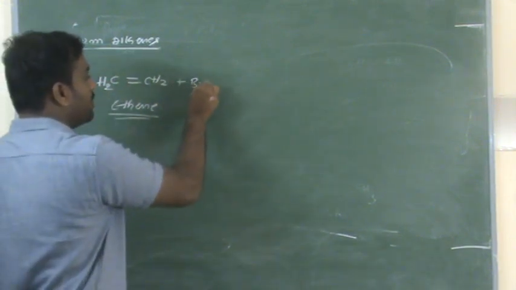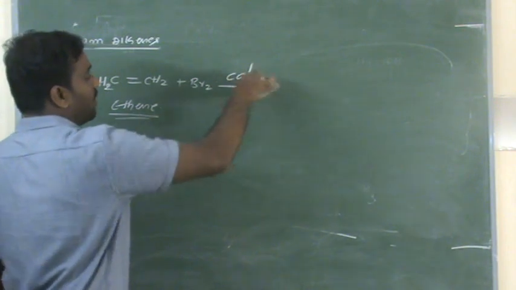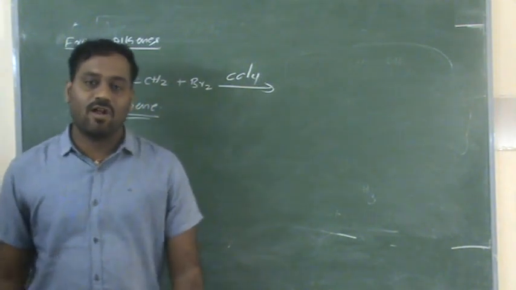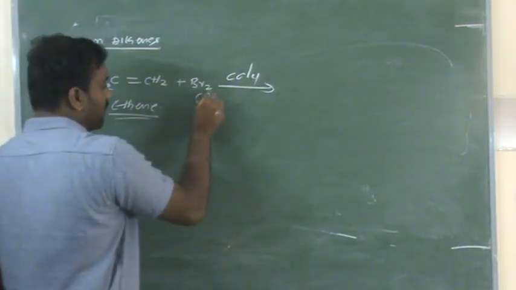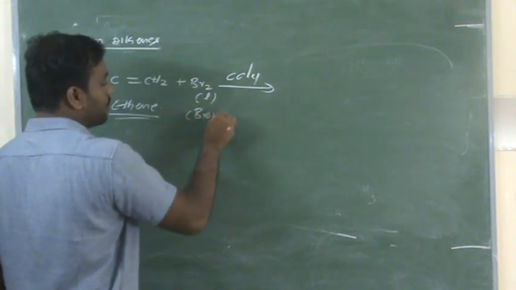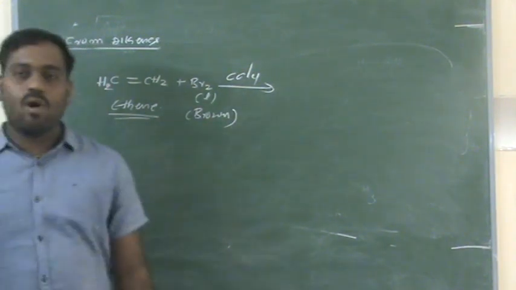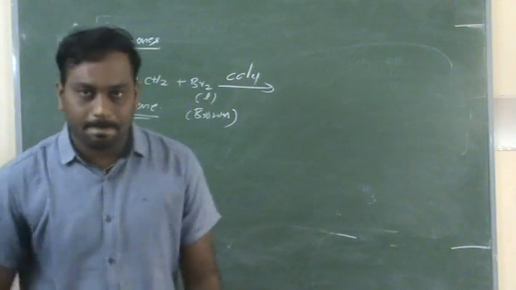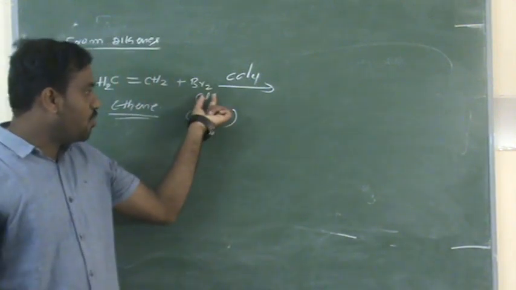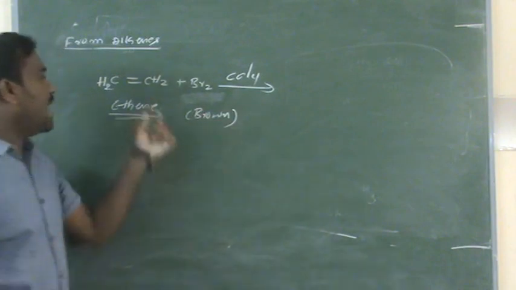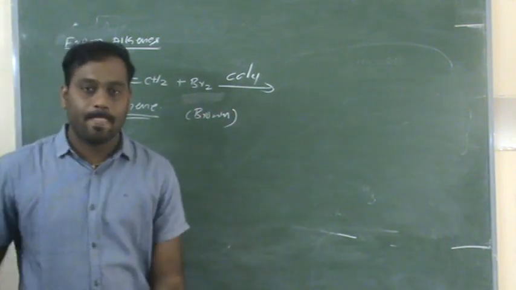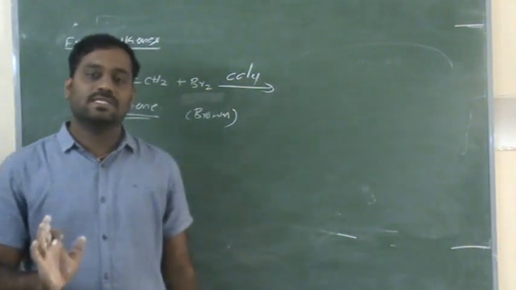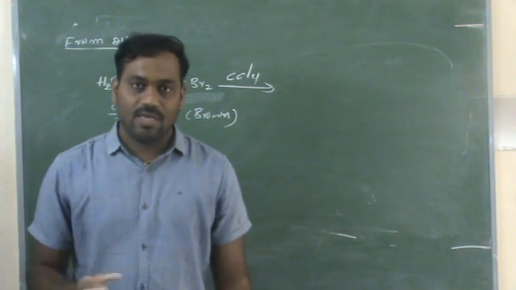For that you can add Br2 in CCl4. What is CCl4? CCl4 is called carbon tetrachloride. Br2 is a liquid and it is brown in color. Bromine water is a thick, dark brown color. This dark brown bromine is added to ethene and shaken well. After some time the dark brown color of the bromine becomes colorless.